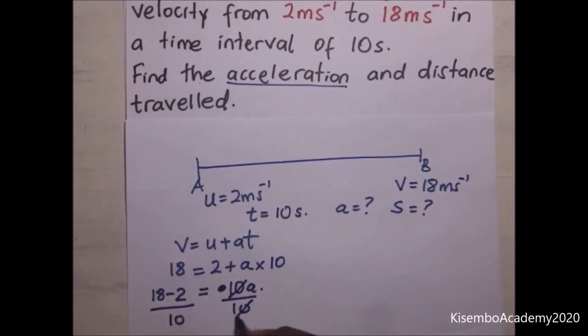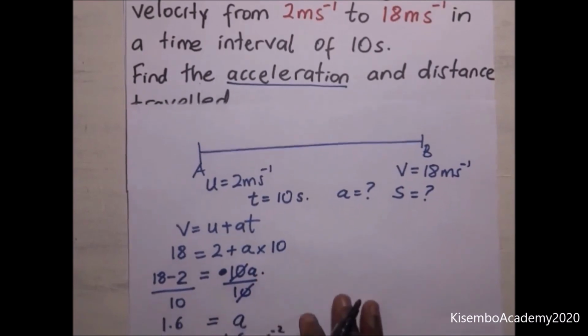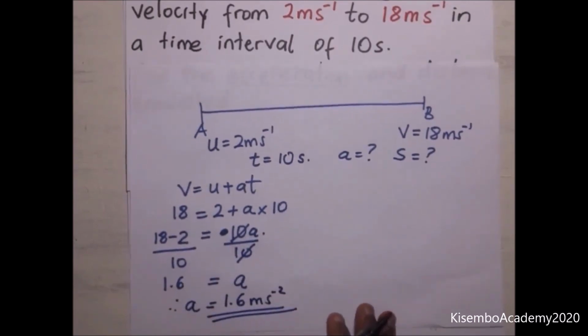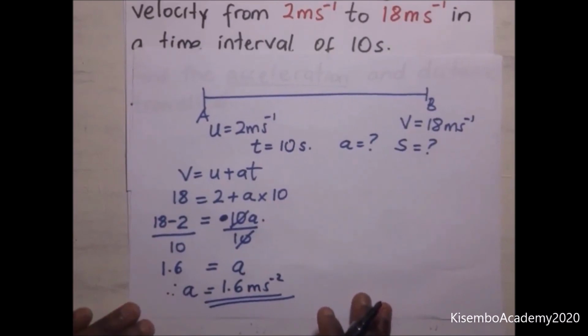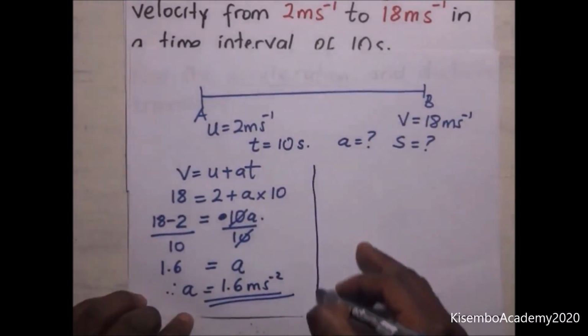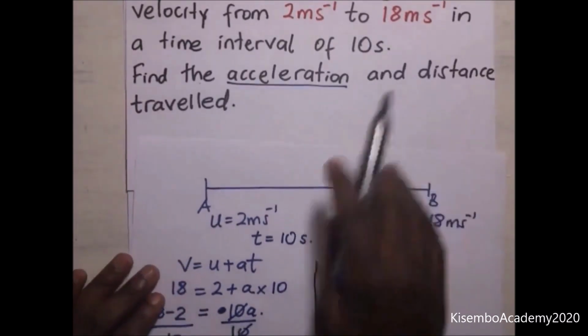So definitely this goes with that. You have your acceleration as 1.6. So therefore acceleration is 1.6 meters per second squared. That's the acceleration according to the answer. Now after finding our acceleration, we can go ahead and find the distance traveled.